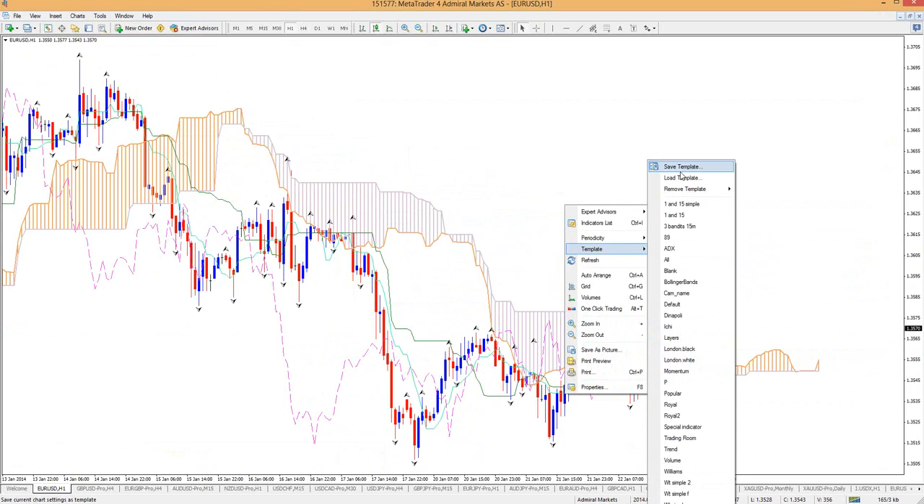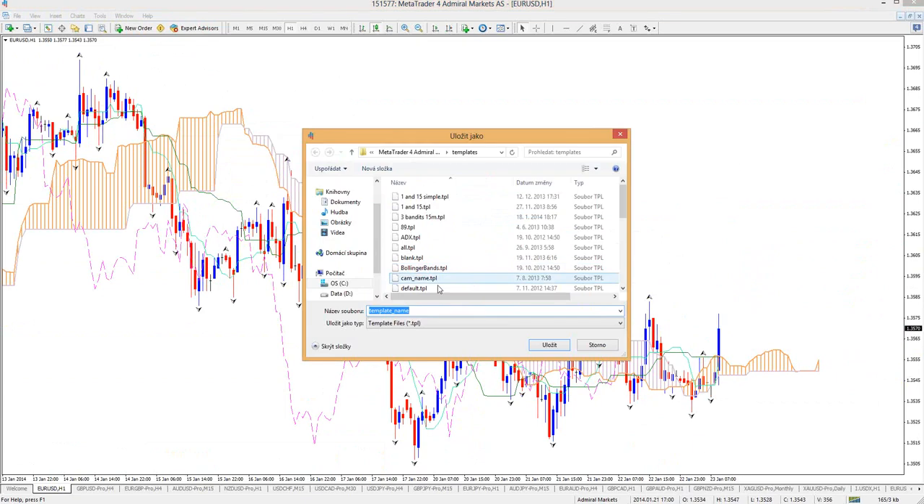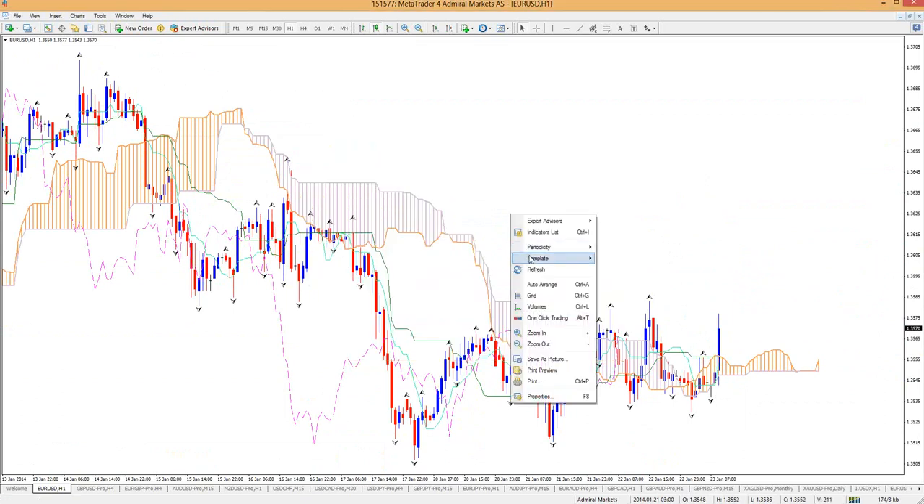Sorry about that. In any case, we can see the Kumo cloud here, right? Price is above it at the moment. And the Kumo itself is actually bullish now.